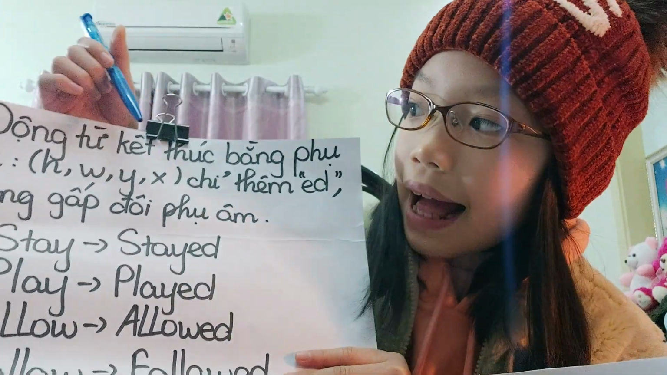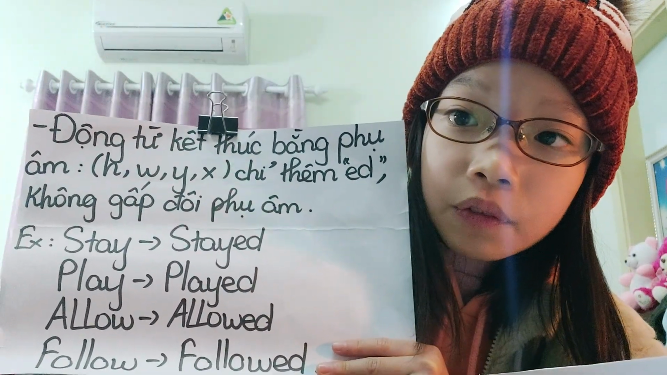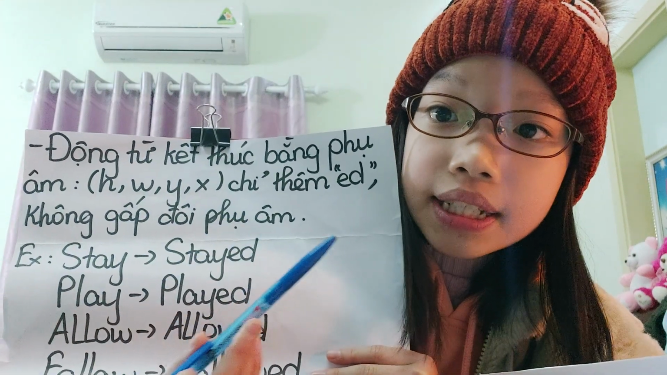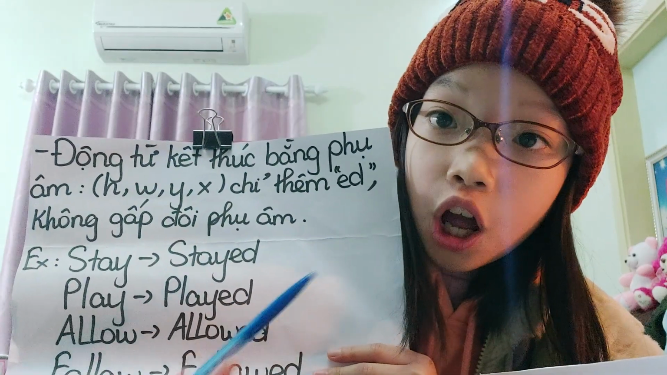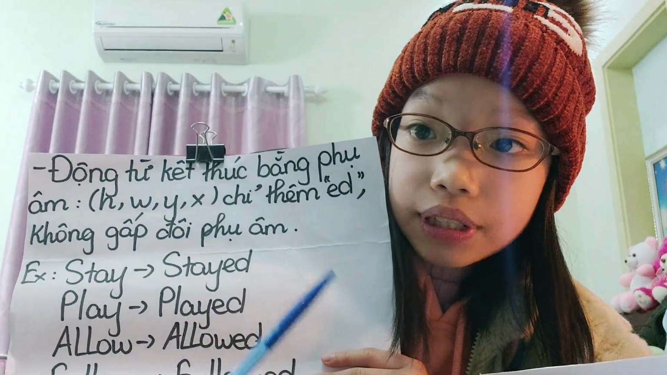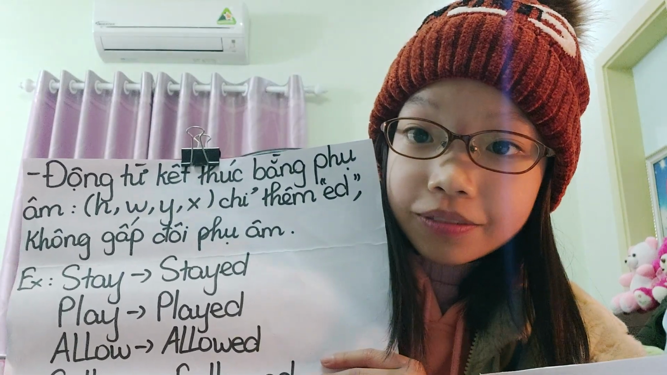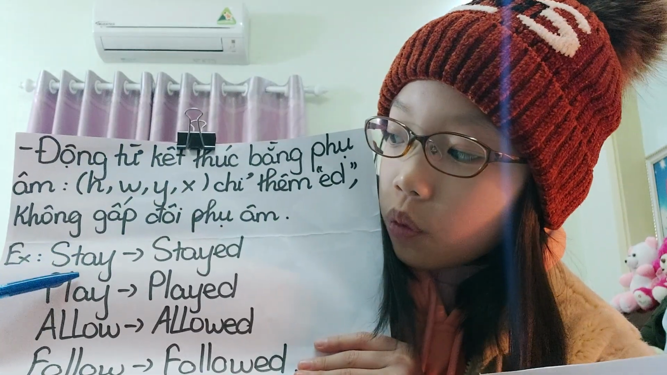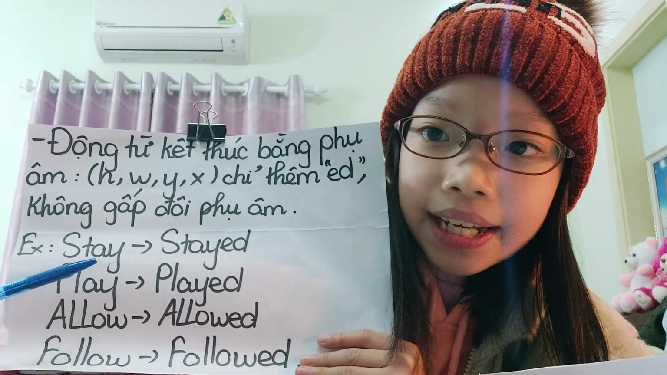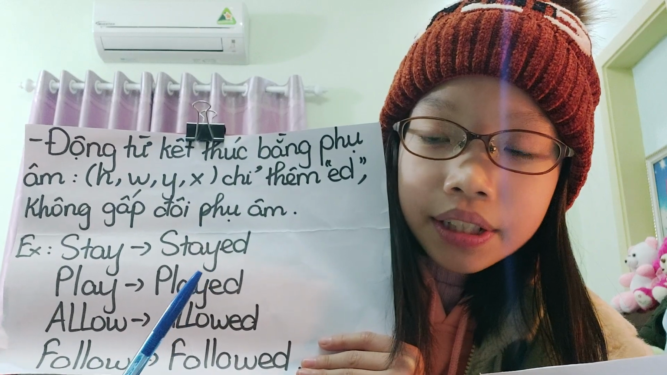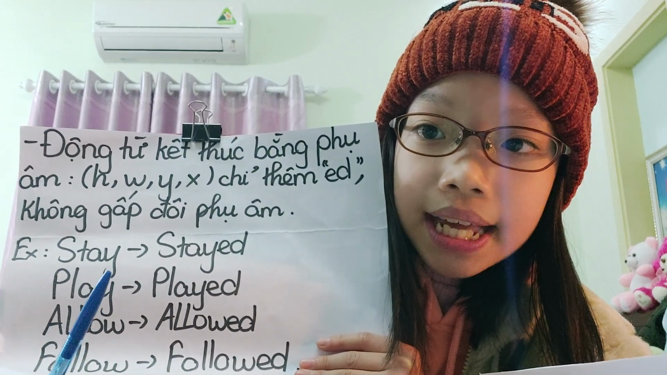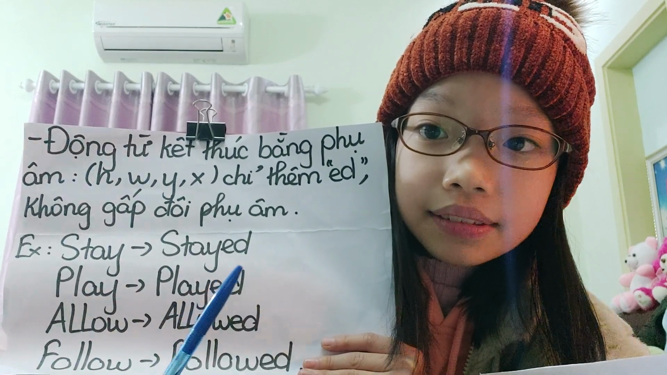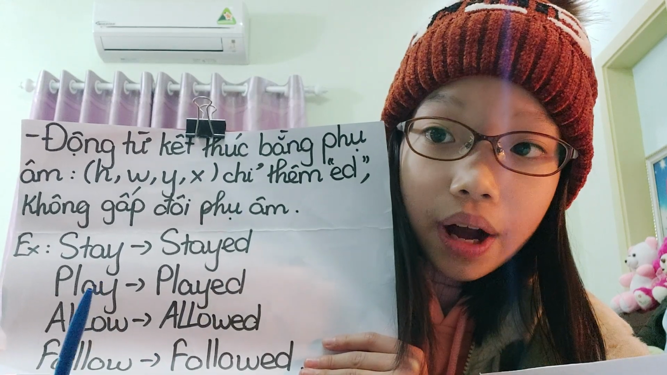If the last letter of the verb is H, W, Y, or X, you just need to add ed. And remember, no doubling the consonant. If you double the consonant, you are wrong, and no one can understand. Let's look at the example together. We have the word stay. Stay turns into stayed. You can see that in this word stay, the last letter is Y. So just add ed and don't double the Y.